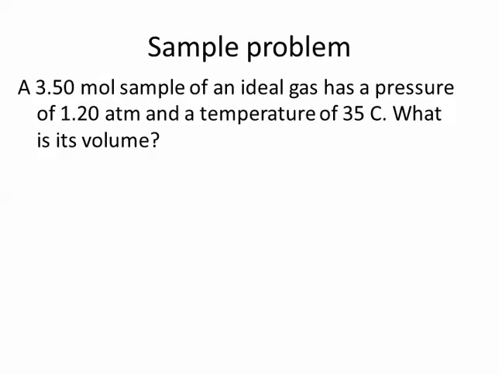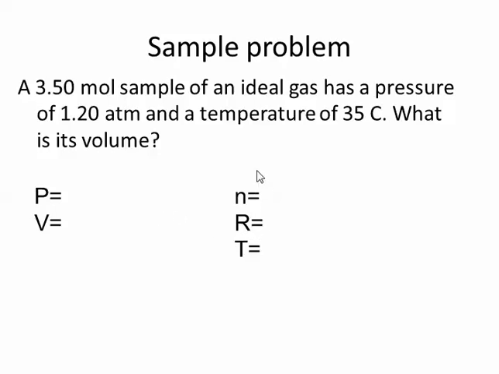So let's look at a sample problem. A 3.5 mole sample of an ideal gas has a pressure of 1.2 atmospheres at 35 degrees Celsius. What is its volume? So first thing we should do is let's set up the variables. Let's figure out what we know. So we have pressure and volume on one side of the equal sign. We have moles, R, and temperature on the other side. So let's set it up like this.